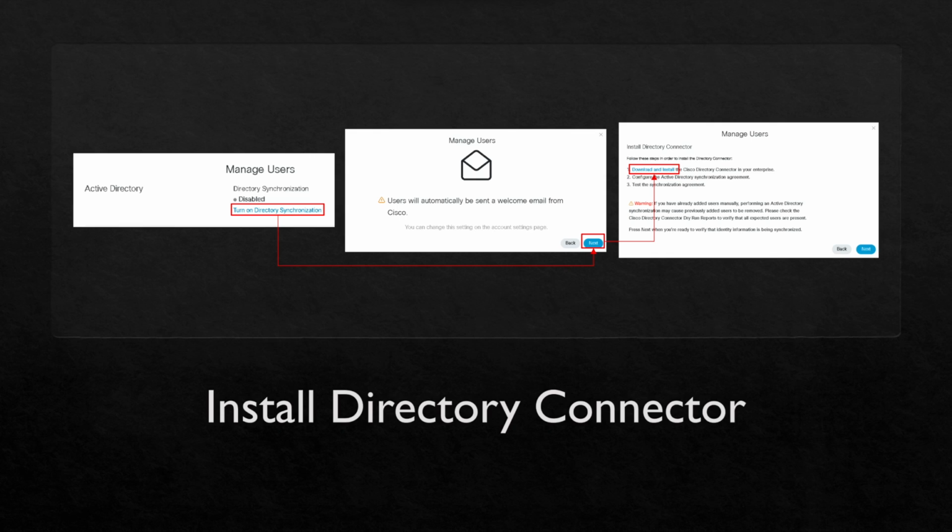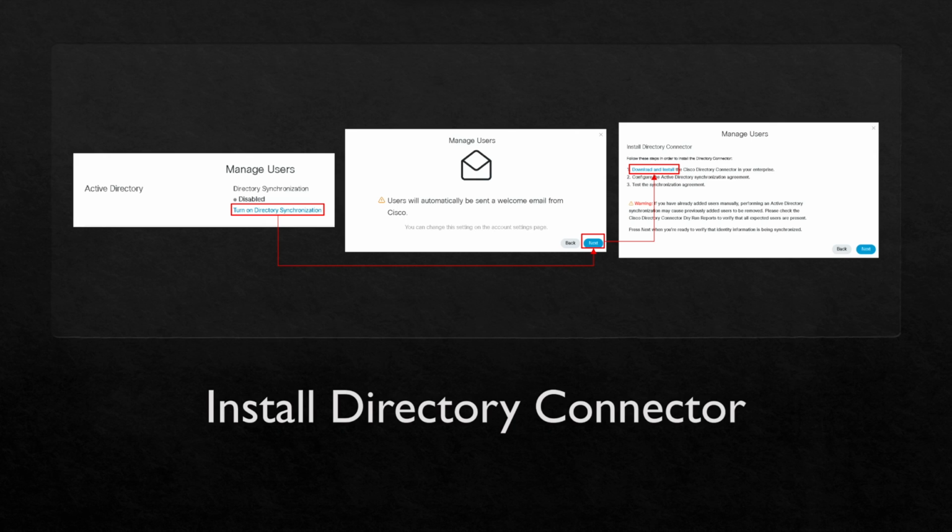So step one, from the admin.webex.com web interface, you want to go to the Users menu, click on the Manage Users button in the top right corner, and then click Enable Directory Synchronization. That's the link you see on this slide in the first image. That'll take you to this next screen you see here. Then you just want to click Next, and it takes you to the next screen, the graphic you see right here.